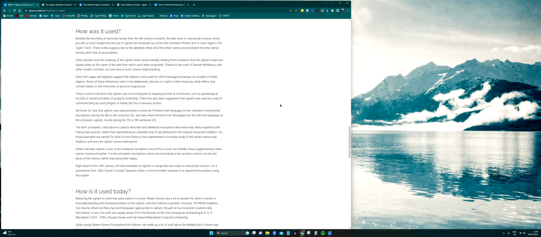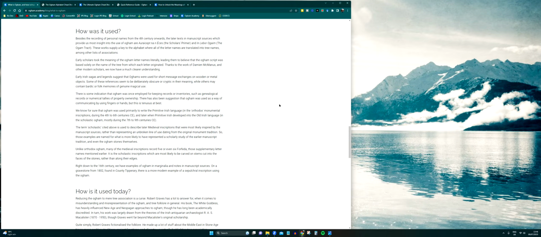So we do have a written tradition of magical or spiritual meanings associated with the Ogham, but again, we can't prove that with archaeology, unfortunately. There is some indication that Ogham was once employed for keeping records or inventories, such as genealogical records or numerical tallies of property ownership. There has also been a suggestion that Ogham was used as a way of communicating by using fingers or hands, but this is tenuous at best.